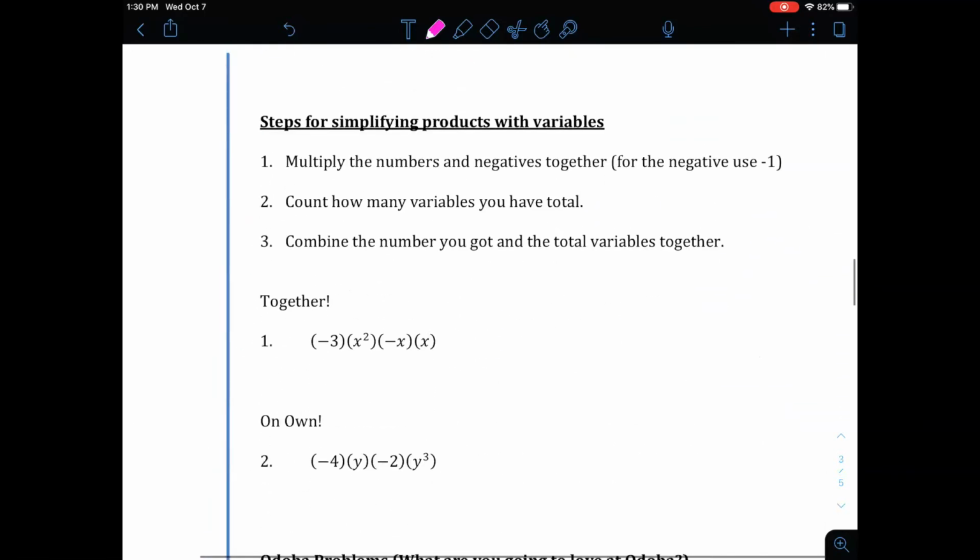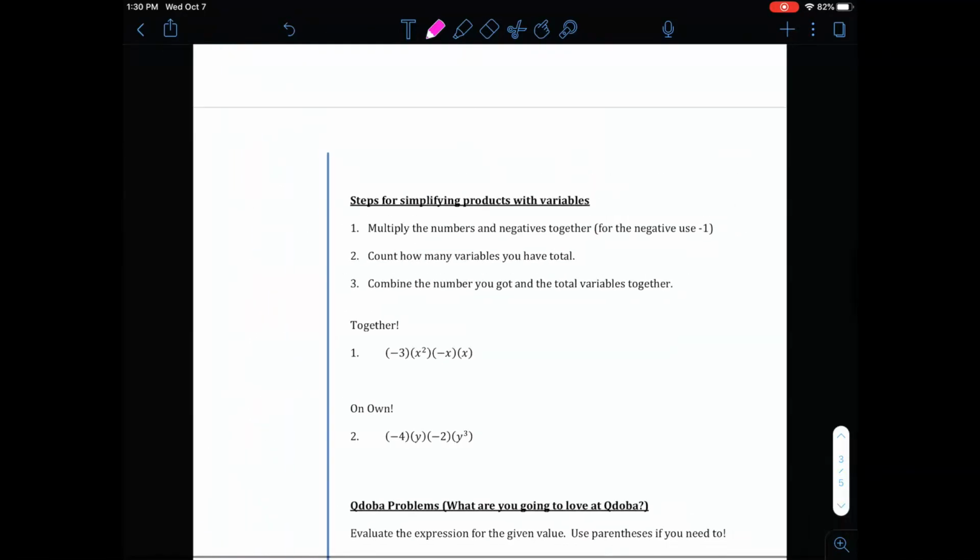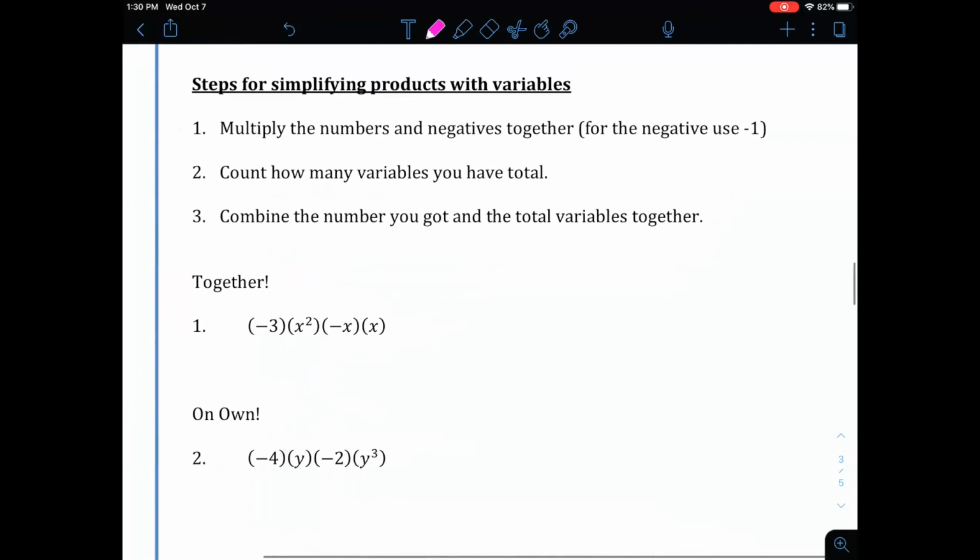Okay, so we're going to keep moving forward here. Simplifying products with variables. The steps are, we're going to multiply the numbers and negatives together, and for a negative, we're going to use -1. Then we're going to count the number of variables we have, and we're going to combine what we got. So this one we have -3 times x squared times -x times x. This is like a -1x right here. So we're going to multiply all the negatives and the numbers together, and then we're going to count how many x's we have.